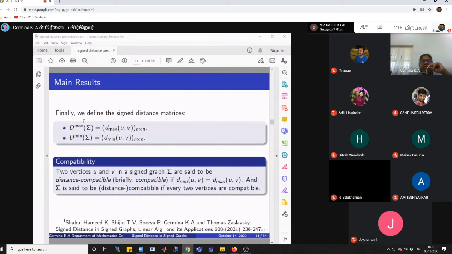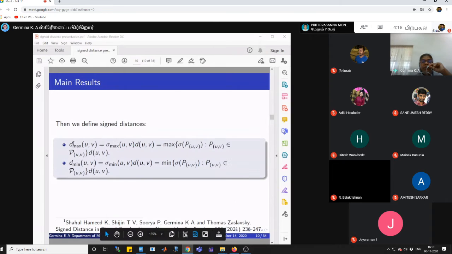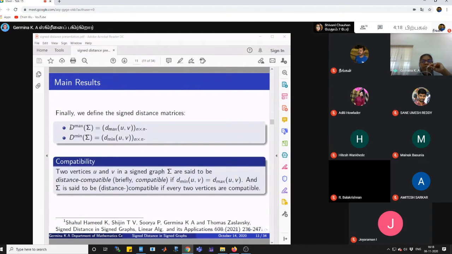Using this, we define the signed distance matrix. Since there are two distances, d max and d min, you will have two matrices also, which we denote by capital D max of sigma. It will definitely be an n by n matrix. Similarly, D min of sigma, with entries as the d min of uv.